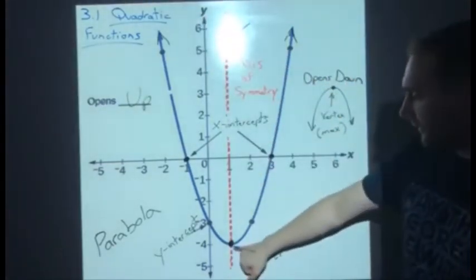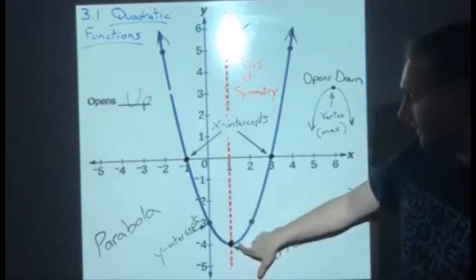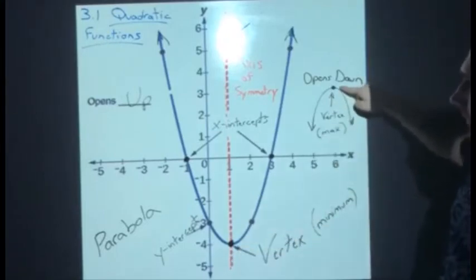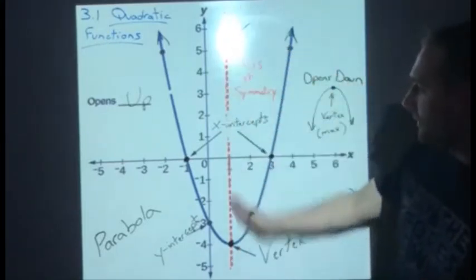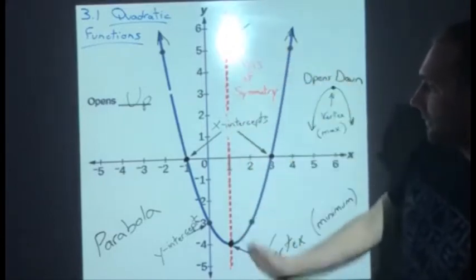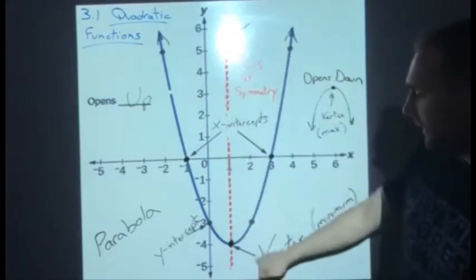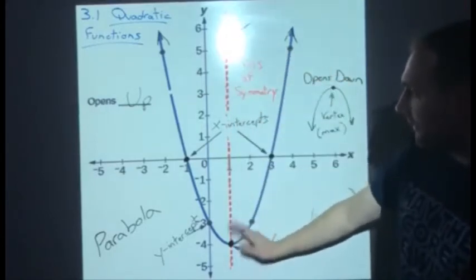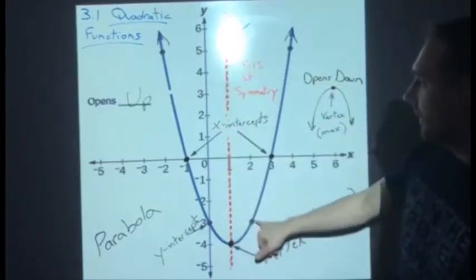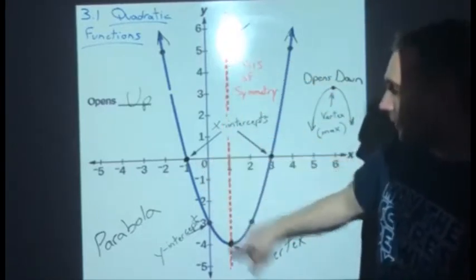It's the vertex, which goes at your apex here. It's either going to be your minimum or maximum. I have an axis of symmetry that basically cuts my parabola perfectly in half and goes through the vertex. So it is a vertical line. I have x-intercepts and y-intercepts.